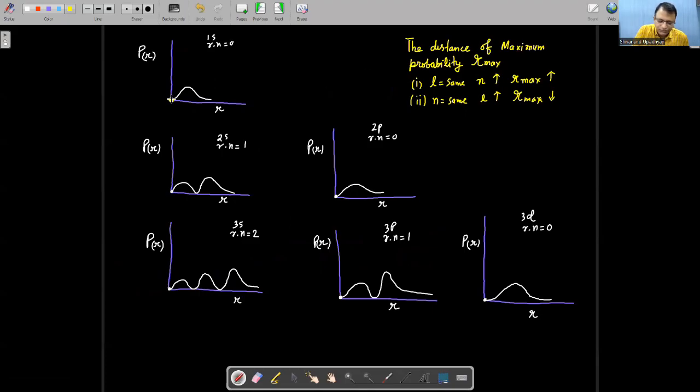For the radial distribution function, this will be the graph for 1s. For 2s, there is one radial node. For 3s, there are two radial nodes. For s orbitals, all types of s orbital, it starts from the origin.